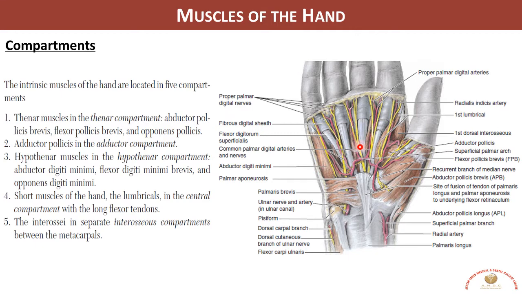Just deeper to the central compartment in the hand, there are short muscles of the hand which are called lumbricals. And the interossei are present in the deeper, separate interosseous compartment between the metacarpals. They lie between the metacarpals and are called interossei.